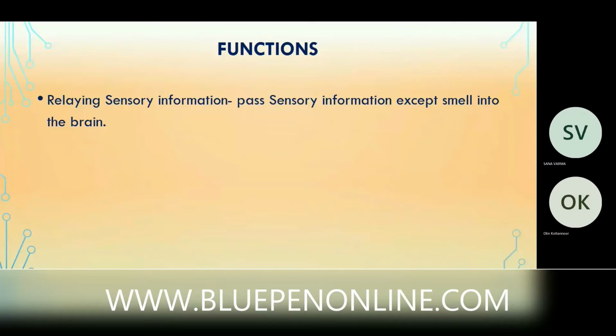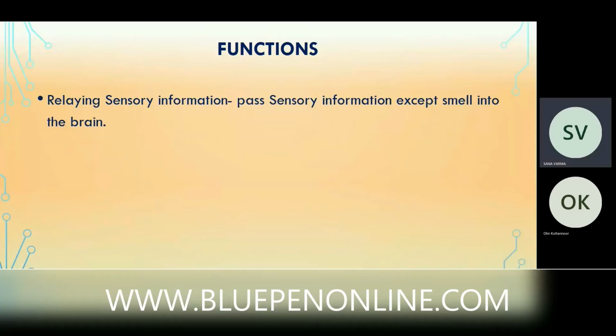Okay. But all other sensations, like what we saw in the sensory tracts, like the spinothalamic tract, then the posterior column pathway, and even vision, audition, etc. Everything will pass through the thalamus, but smell sensation will not. It is a direct connection between the olfactory nerve and the temporal lobe of the cerebral cortex. Okay. So every other sensation will pass through the thalamus.